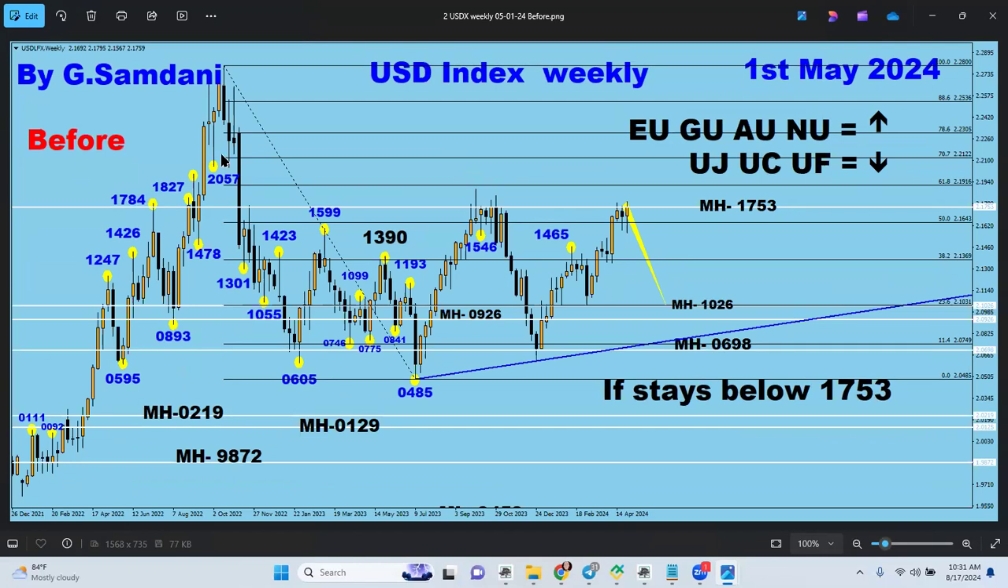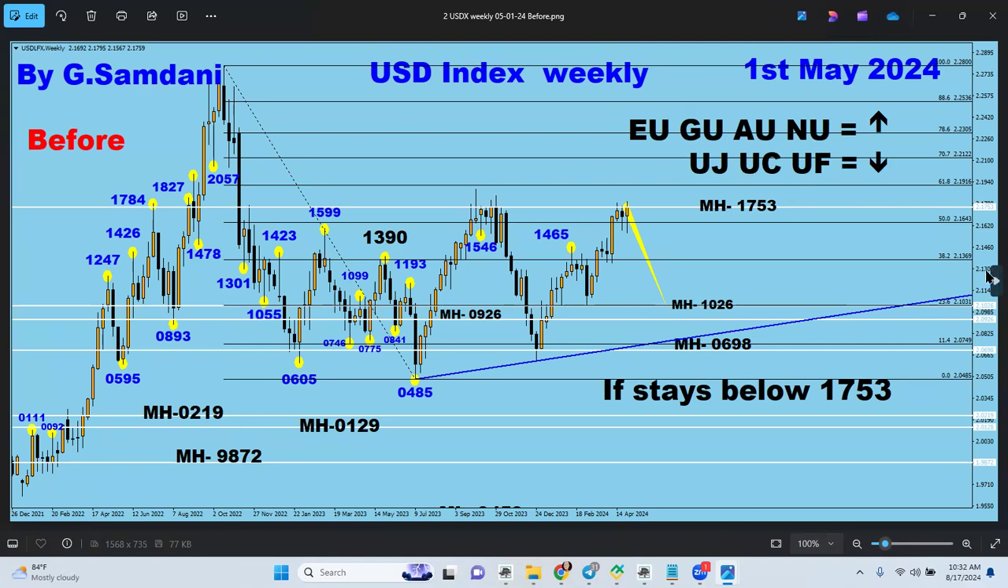And I said the dollar is going to drop. If it is going to drop to 1026, this is what's going to happen. EUR-USD, Pound USD, Aussie USD, and NZD USD, because USD is on the right hand side, they will go up, and UJ, UC, and UF will go down because USD is on the left hand side in these pairs, right? So USD is supposed to get weaker and drop all the way here somewhere.